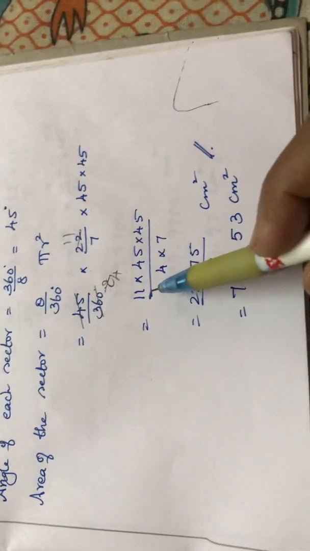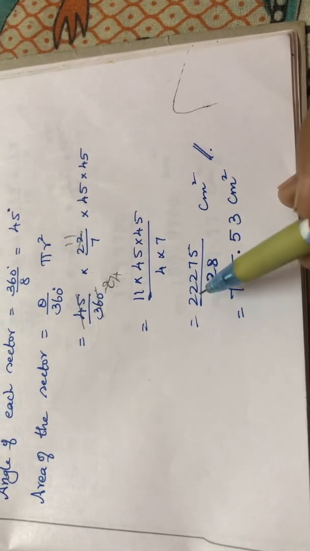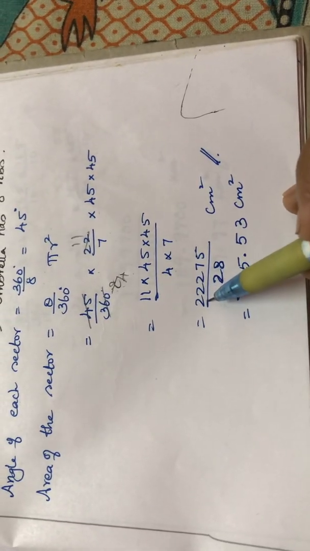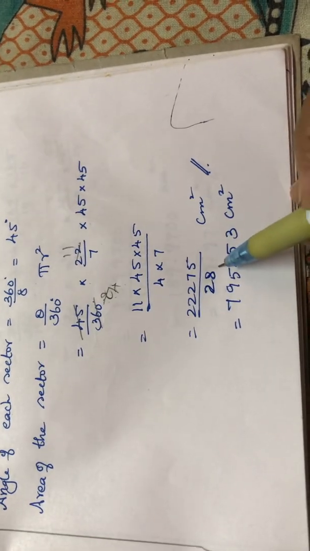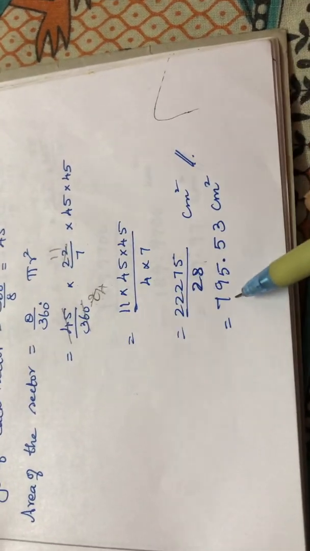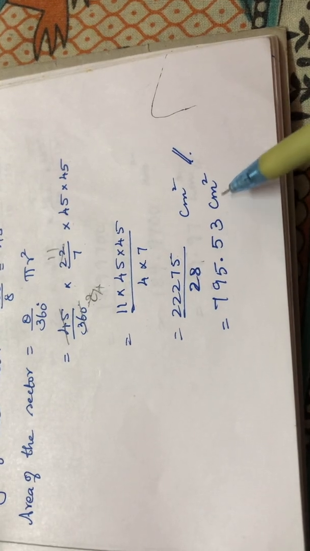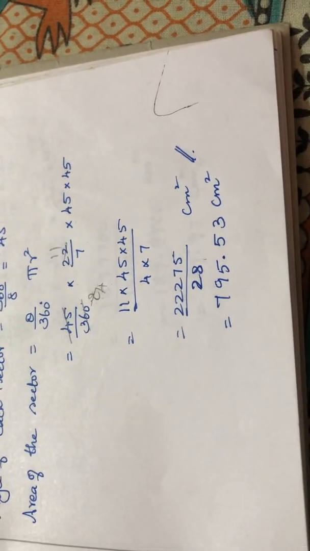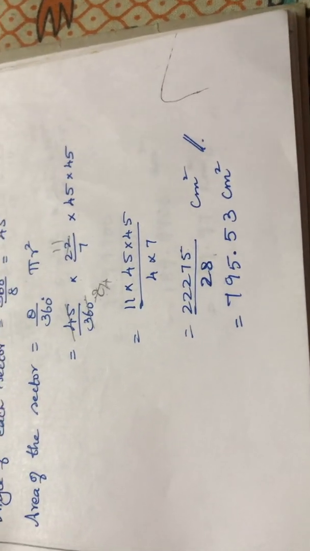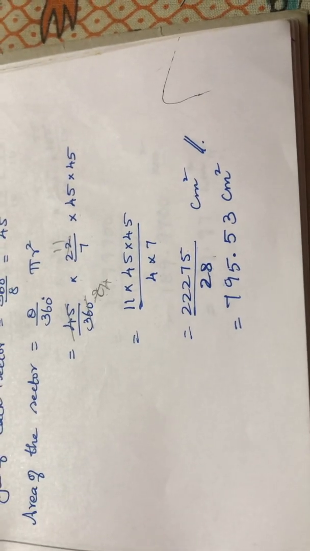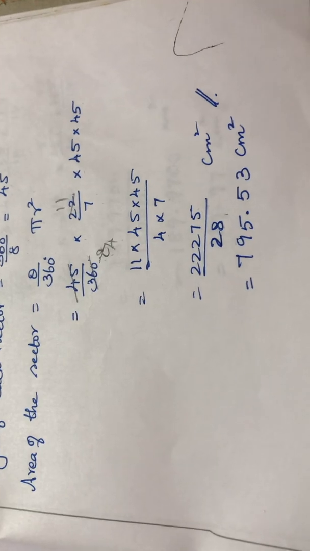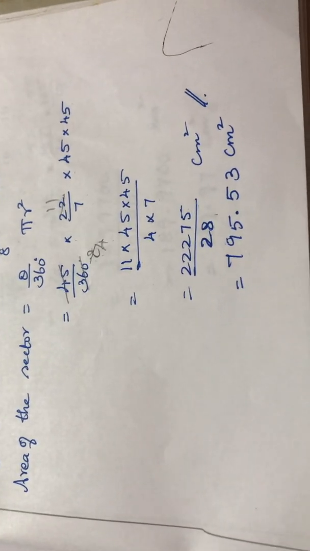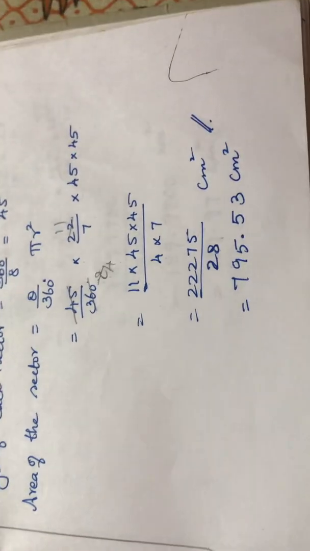When I multiply 11 into 45 into 45, I will get 22,275 divided by 28. Again, when I divide, I will get 795.53 centimeter square. Please do the multiplications and divisions in the rough column of your notebook. Therefore, the area of the sector is equal to 795.53 centimeter square. Thank you.